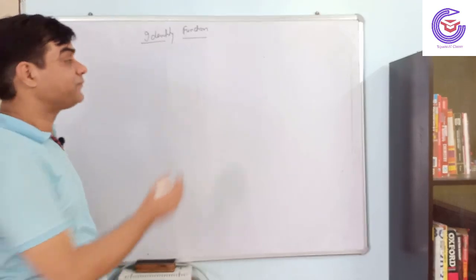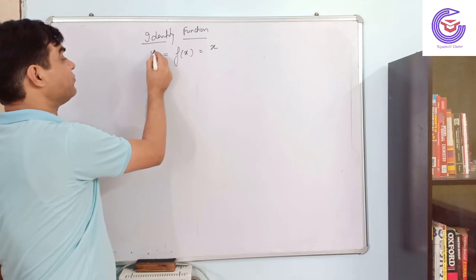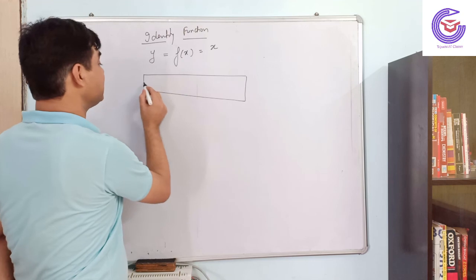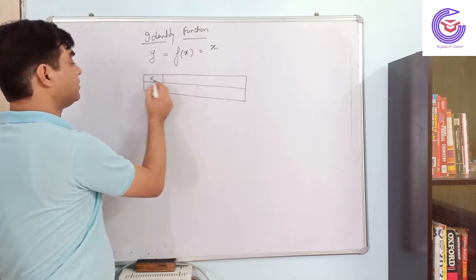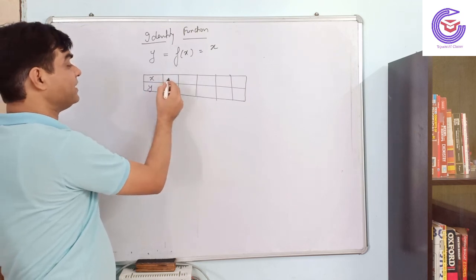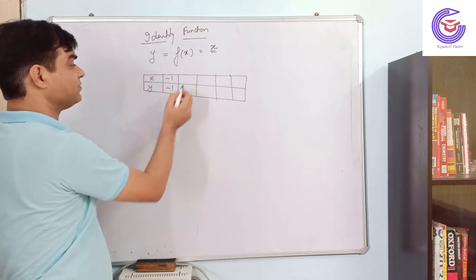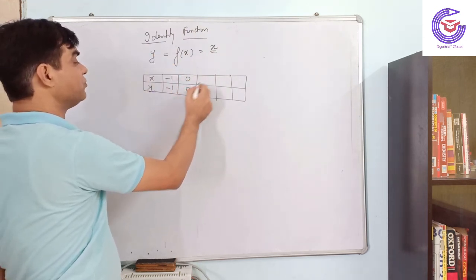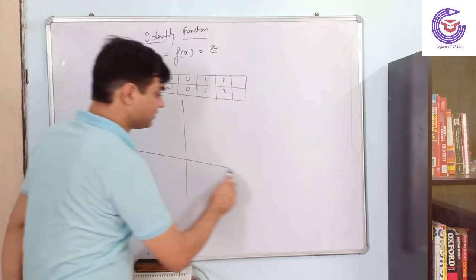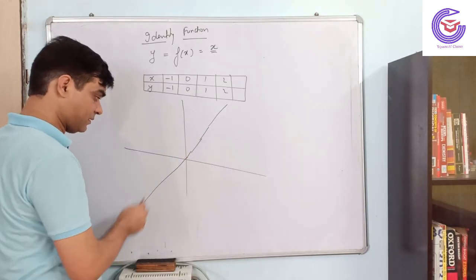Okay, in identity function, the function will look something like this. f(x) is equal to x. So it is something like y is equal to x. If you draw the chart of this function, if you put the value as -1, output will be -1, because for every x you are getting y as the same value. So 0, 0, 1, 1, 2, 2. If you plot the graph of identity function, it will look something like this.